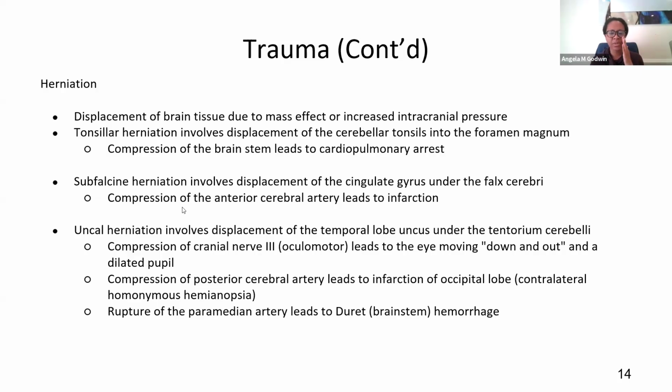Again, that's not really my focus for this. It's really just understanding uncal herniation, and it's really changes in the oculomotor region and occipital lobe. It can also cause rupture of the paramedian arteries, which could lead to a brainstem hemorrhage. We call that a Duret hemorrhage when it's part of the brainstem. So, yep, I think those are the main takeaways.